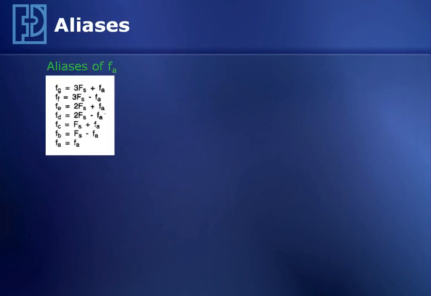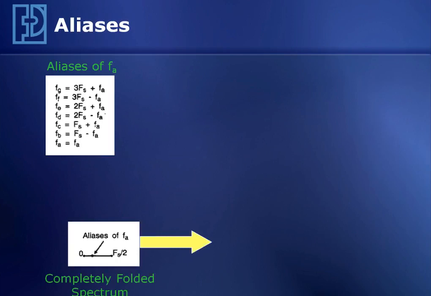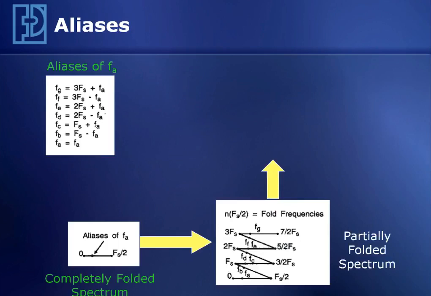So we can look at the aliases of FA, our signal of interest. The aliases, FB through FG, are equal to integer multiples of FS plus or minus FA. To remember this, we can take a completely folded spectrum, where everything folds between DC or zero and half the sampling frequency, and take a pin and prick it through that folded spectrum at frequency FA. Then as we unfold the spectrum, the hole where we pricked it will reveal the other aliases of FA, the FB through FG.